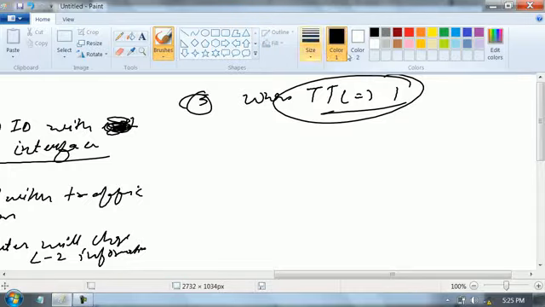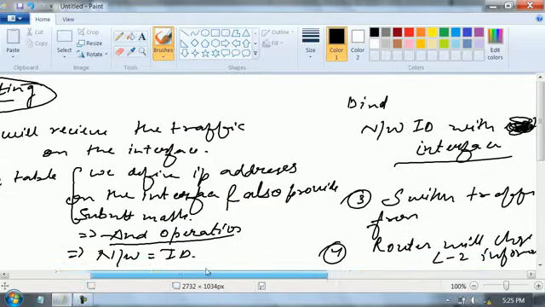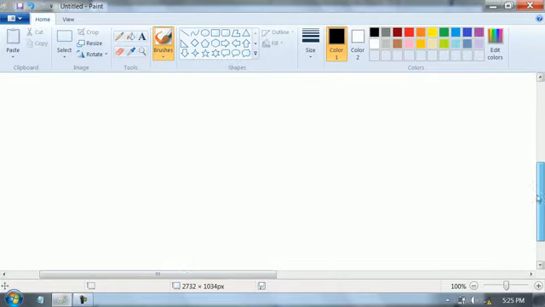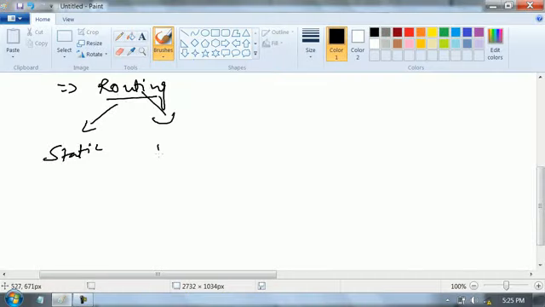Any issues? These are the 5 things that combine and form a single word, that is called routing. All of you are clear with this? Now guys, routing is basically of 2 types. One is static, the other one is dynamic. What do you mean by static routing and what do you mean by dynamic routing?